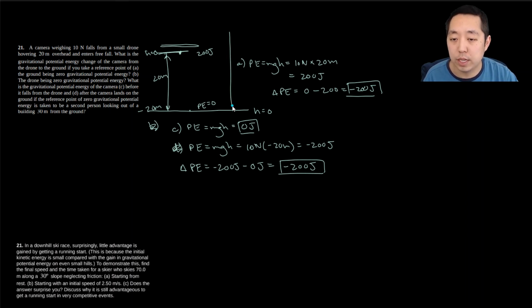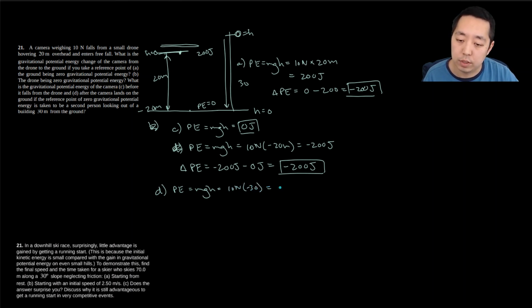So if someone else was out here and we said 30 meters and we said this was the 0, h equals 0, then this potential energy is when it is negative 30. So for D, the potential energy is mgh, and that's equal to 10 newtons times negative 30, which is equal to negative 300 joules. And the reason it's 30 is because the ground is 30 meters away from here, right?